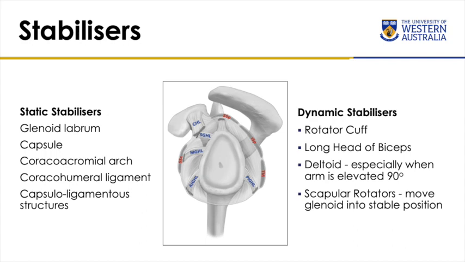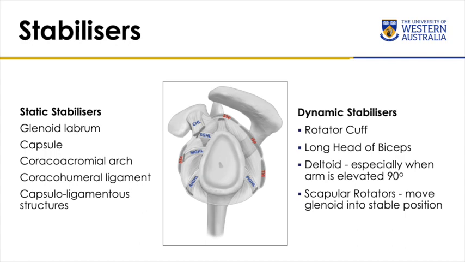Some of the stabilizers around the shoulder help offset the instability caused by the large humeral head in the shallow glenoid fossa. They can be divided into static stabilizers and dynamic stabilizers. The static stabilizers include the glenoid labrum, which is attached to the circumference of the glenoid, deepening it and enlarging its size. The joint capsule, the coracoacromial arch, made up of the coracoid, coracoacromial ligament, and the acromion. There's also the coracohumeral ligament and the capsuloligamentous structures pictured here, which include the superior, middle, and inferior glenohumeral ligaments.